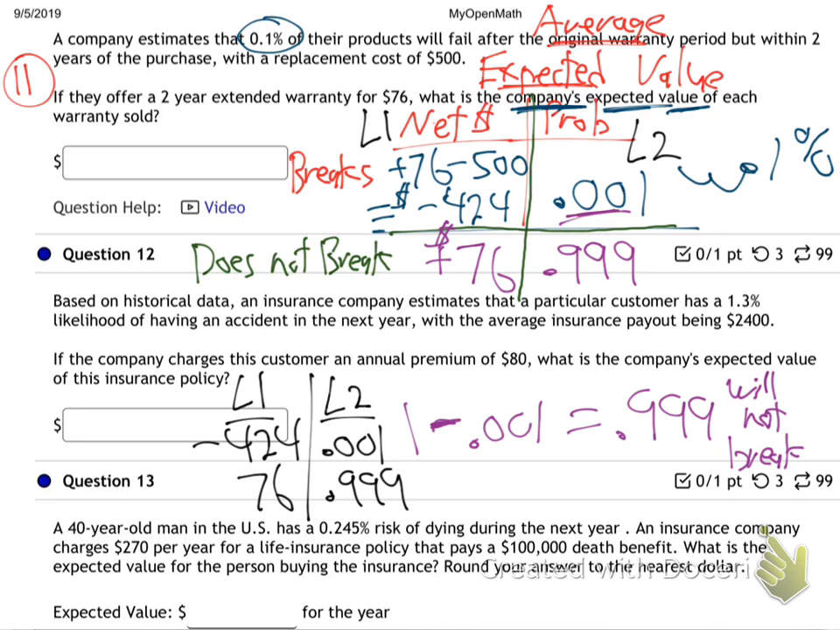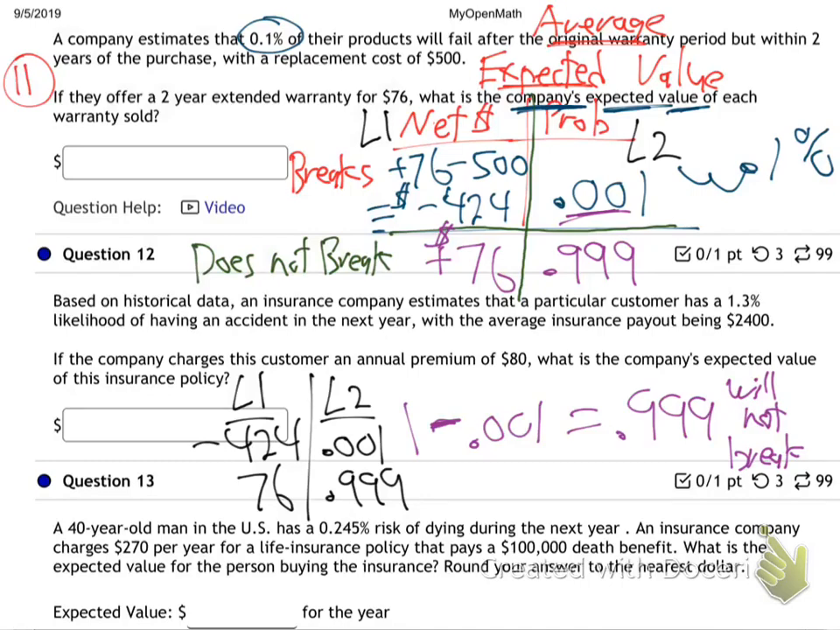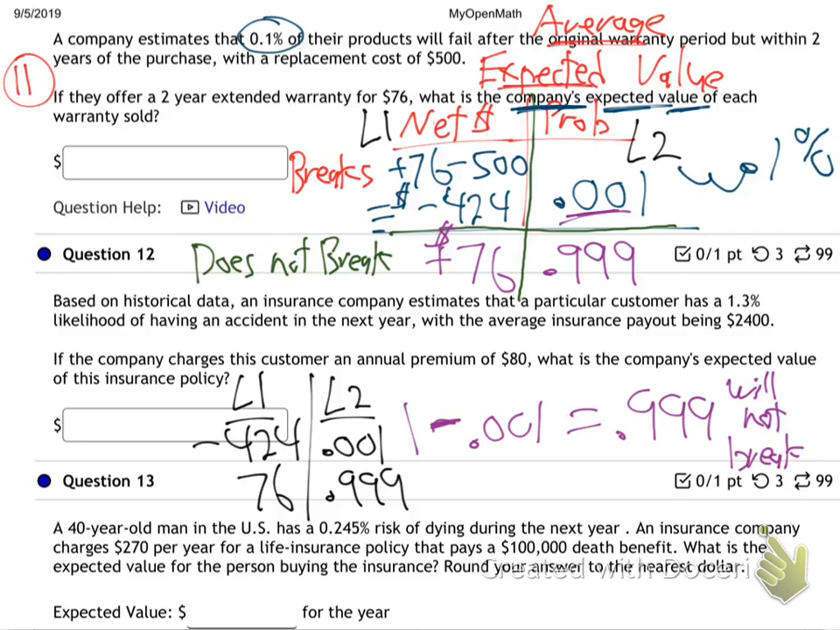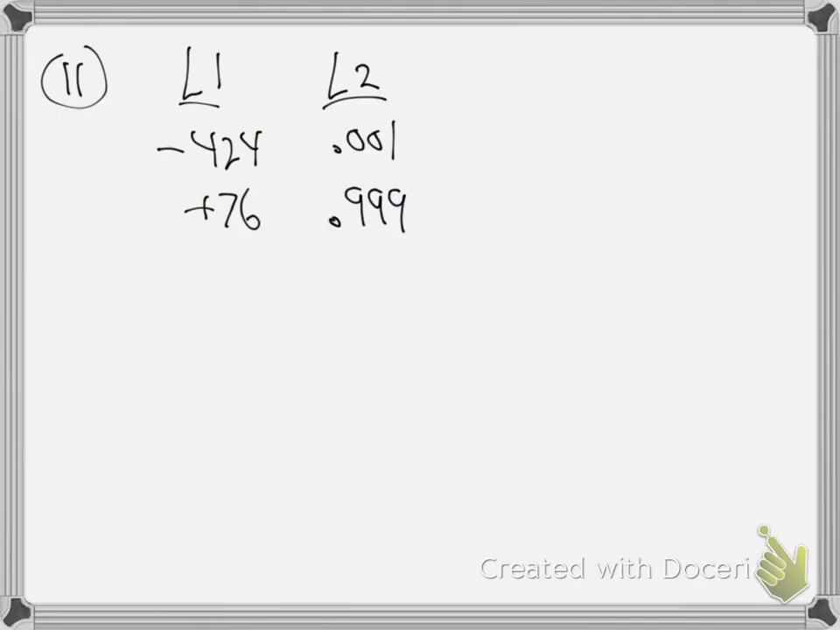And then when you're all done, in fact, I'm going to go to a fresh screen here. I'm out of room. What number is this? Number 11? So L1 again, minus 424 and plus 76. And L2, 0.001 and 0.999. And then, after you put those in, hit STAT, 1-Var.